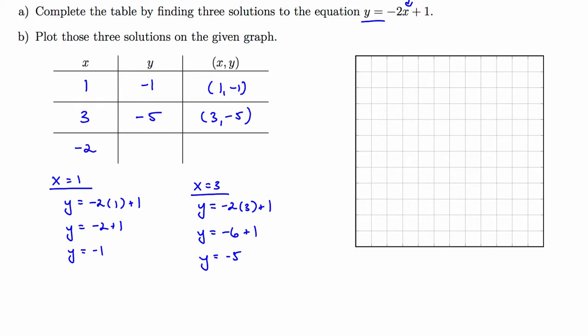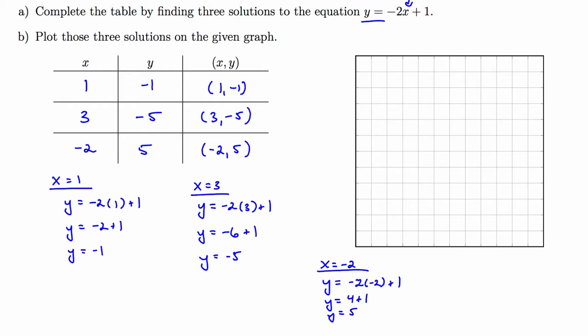For the third and final solution that we need to find, I will pick an x value of negative 2. In picking x equal to negative 2, our equation then becomes y equals negative 2 times negative 2 plus 1. Negative 2 times negative 2 is 4, and 4 plus 1 equals 5. So we have a y-coordinate of 5 if the x-coordinate is negative 2. We have the solution (-2, 5).